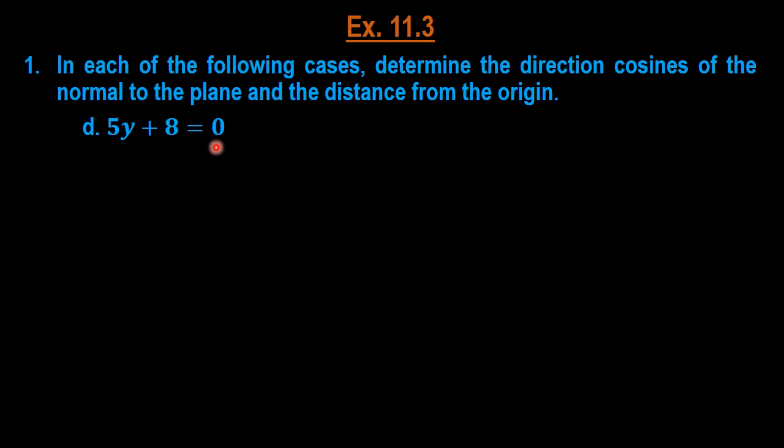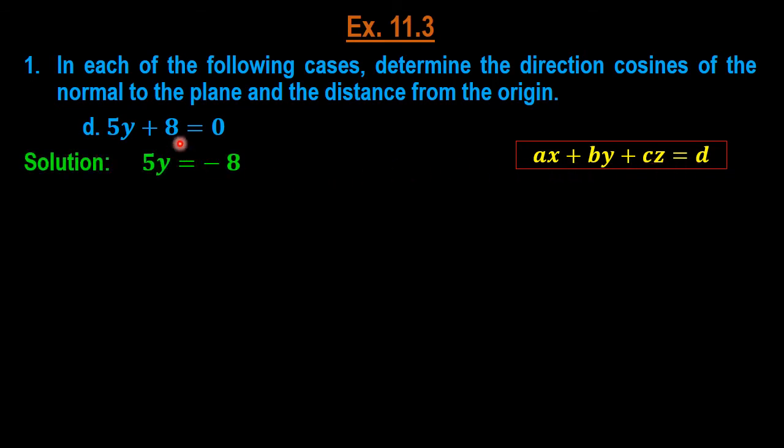So this given equation of the plane is not in the standard form, which is ax plus by plus cz equals d. So first we need to shift this 8 to the right hand side and it will be minus 8, and then we need to multiply both sides by a minus sign. So it will be minus 5y equals 8, and then we write this equation in this form. And there is no x component and z component, so we write 0 into x minus 5 into y plus 0 into z equals 8.